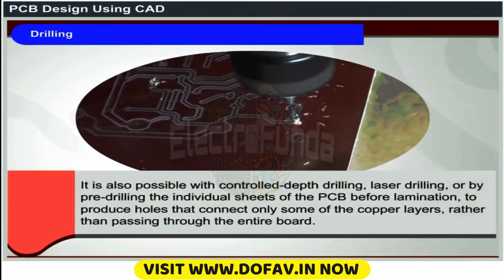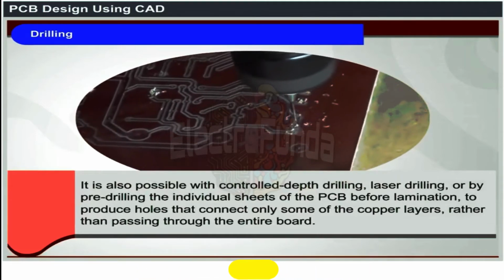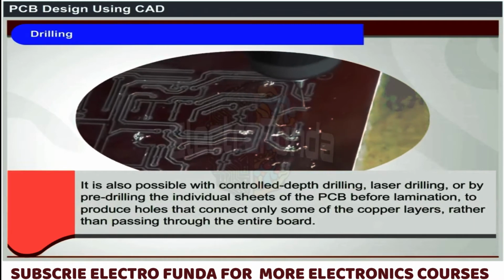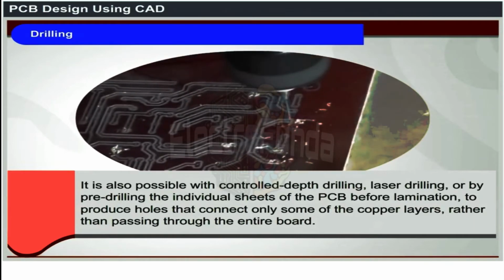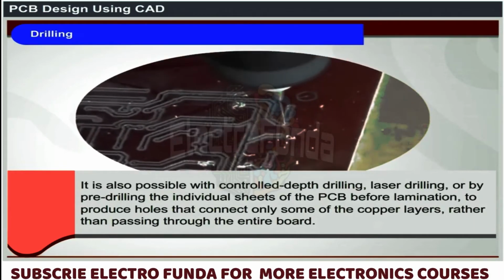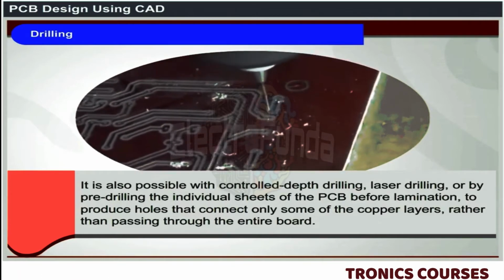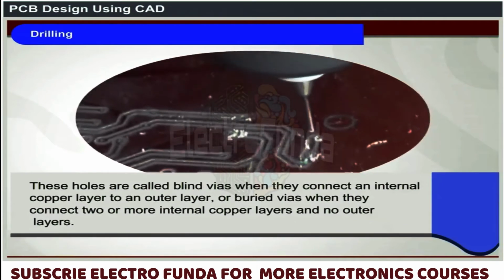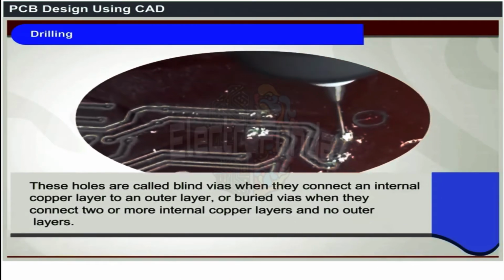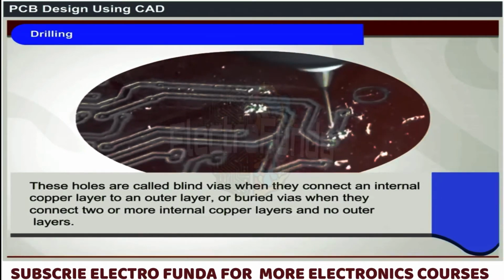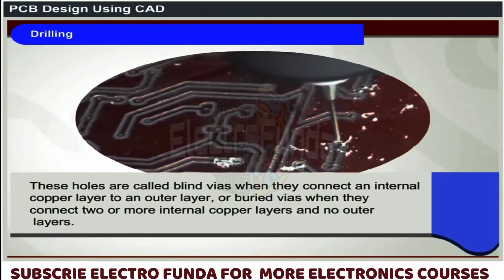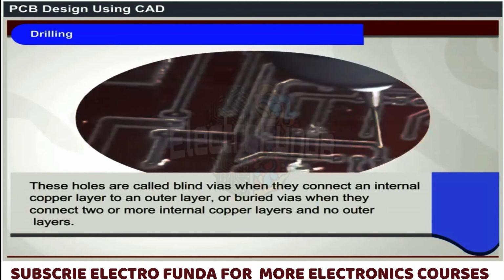It is also possible with controlled depth drilling, laser drilling, or pre-drilling the individual sheets of the PCB before lamination to produce holes that connect only some of the copper layers rather than passing through the entire board. These holes are called blind vias when they connect an internal copper layer to an outer layer, or buried vias when they connect two or more internal copper layers and no outer layers.